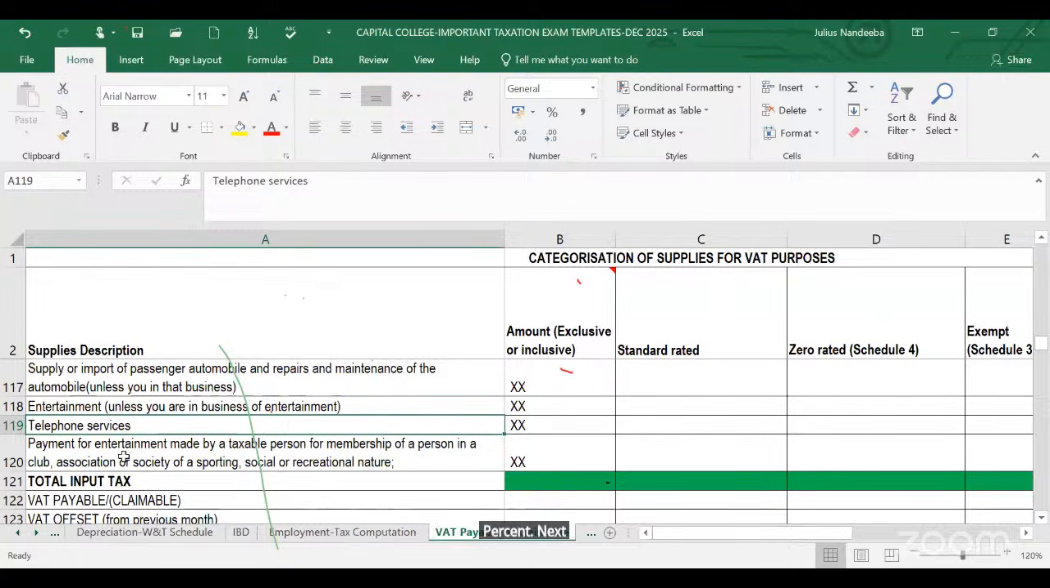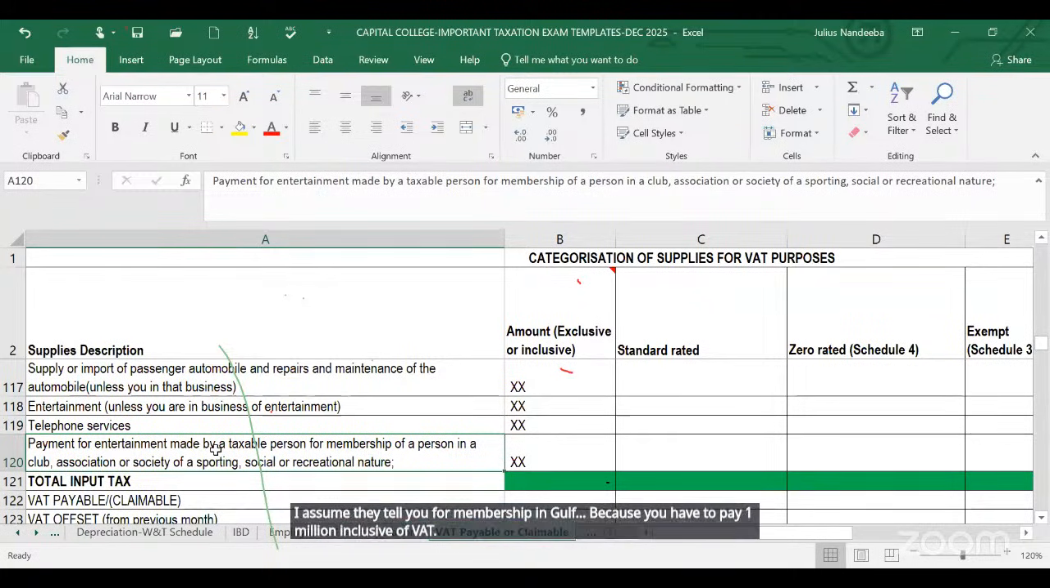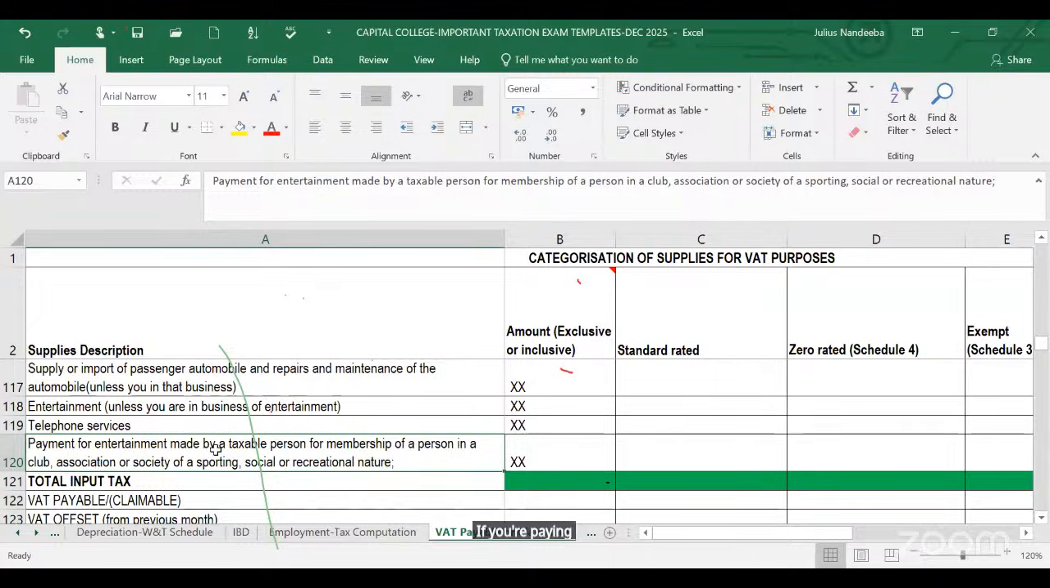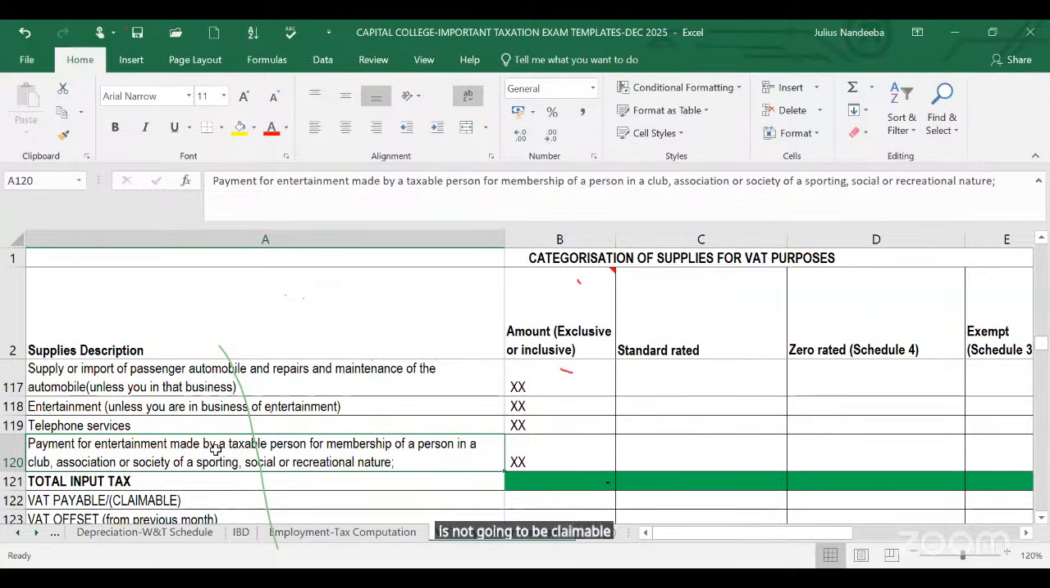Next is payment for entertainment made by a taxable person for membership of a person in a club, association, or society of sporting, social, or recreation nature. Assume they tell you for membership in golf course, you have to pay 1 million inclusive of VAT. If you're paying for your MD, the VAT they have charged you because you're paying for his membership at golf course is not going to be claimable, because that is for recreation.